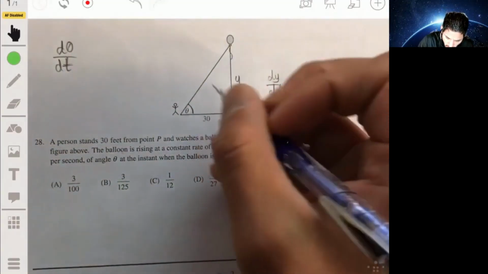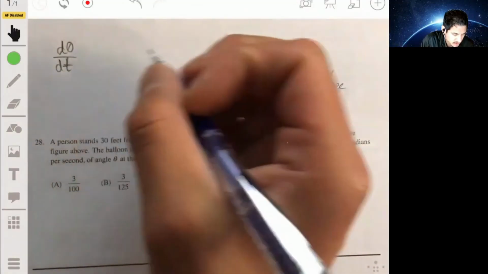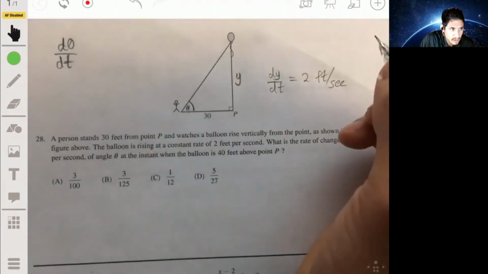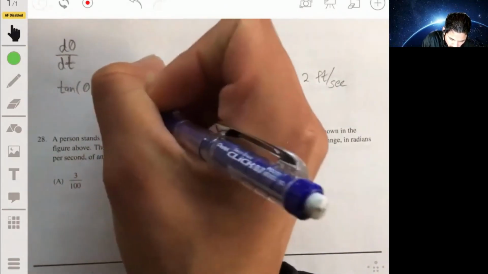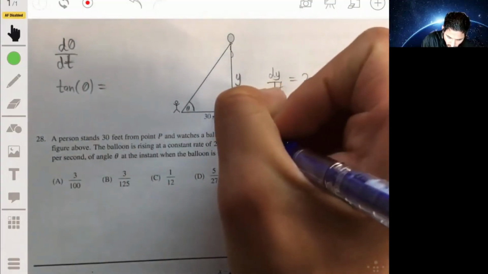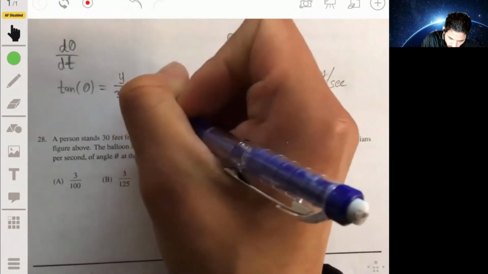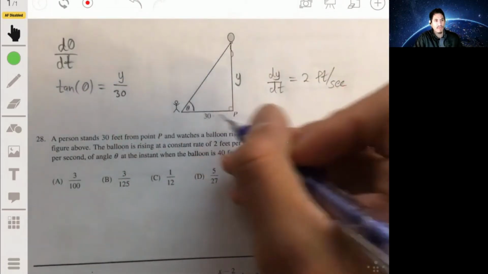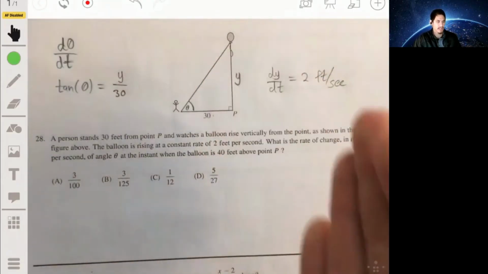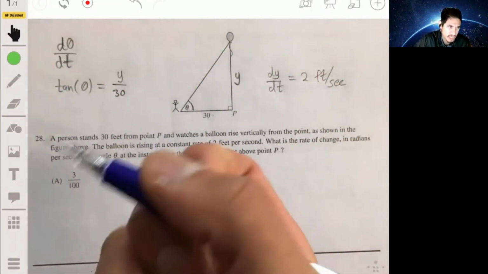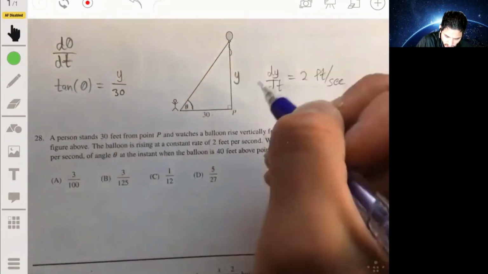So we're talking about this angle. We can say that the tangent of that angle theta is equal to the opposite over the adjacent, so equal to y over 30. You don't have to make the base x because the 30 is constant. It's not varying, so you can just leave it as 30. So tangent of theta equals y over 30.